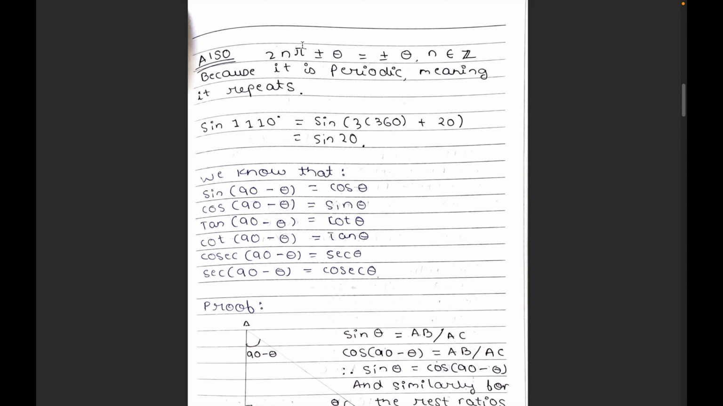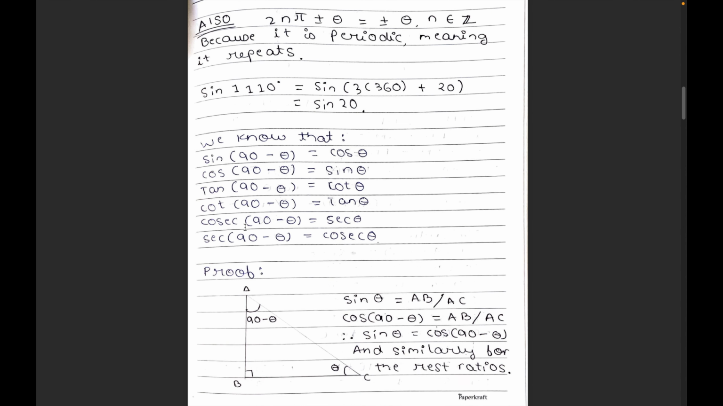And also I've made this point. Also, 2n pi plus or minus theta equals plus or minus theta, where n is an integer because it is periodic, meaning it repeats. That's what I've told. And sine 1110 would also be sine 20.